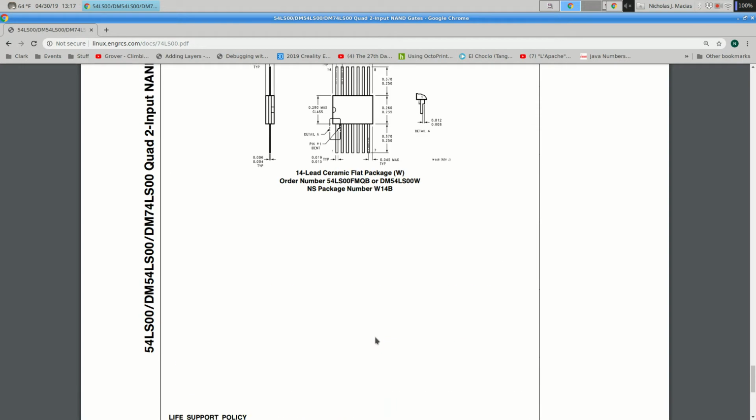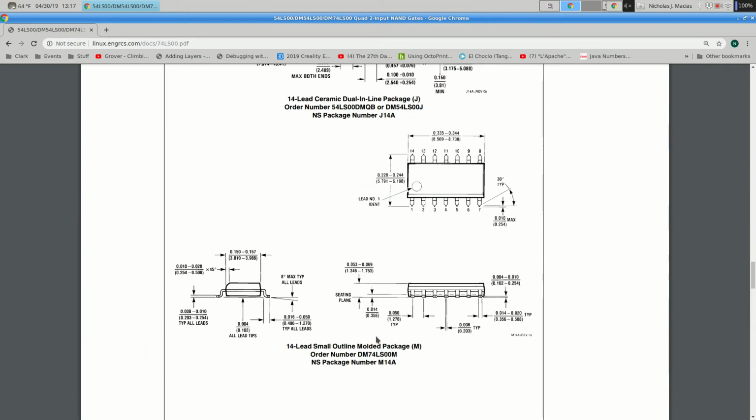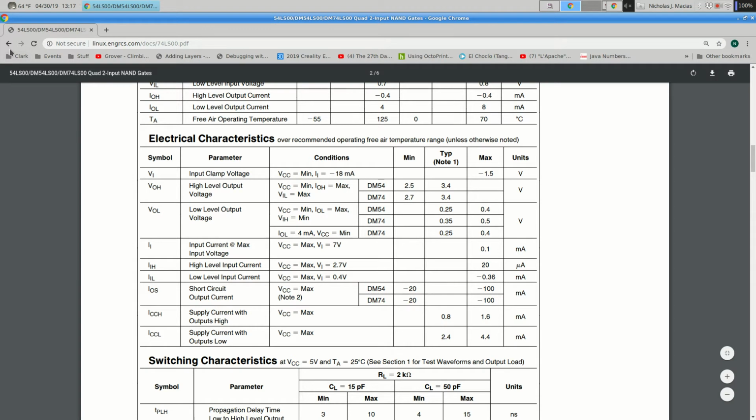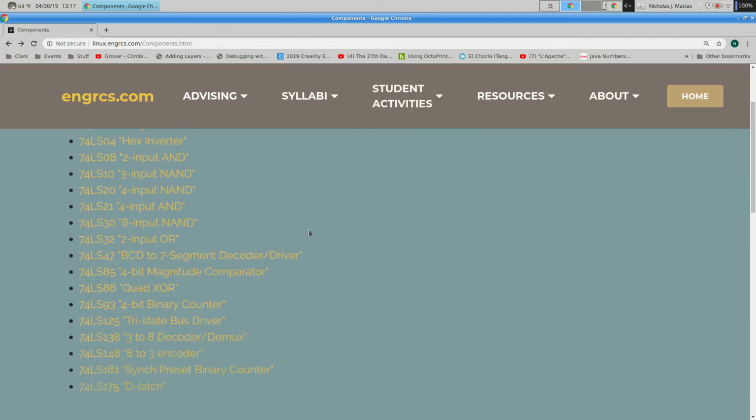So that's a data sheet. That's a pretty short one. 6 pages. But every chip has a data sheet, right? And you can find 5 different data sheets for this one part, and they'll look different, but they'll have the same basic information. All right, so that's a NAND gate. Let's look at some other gates.